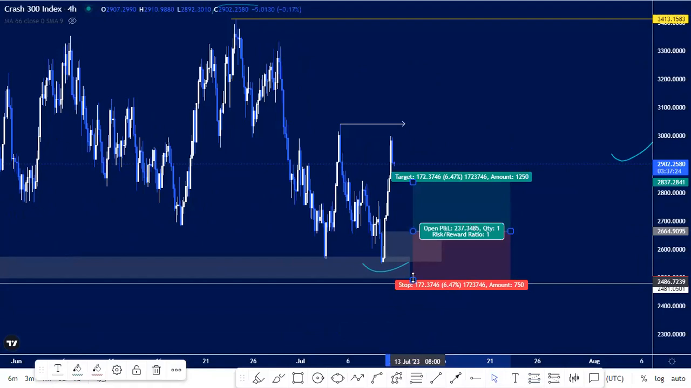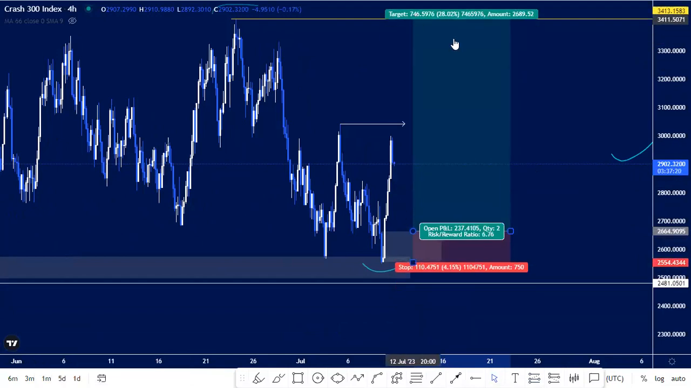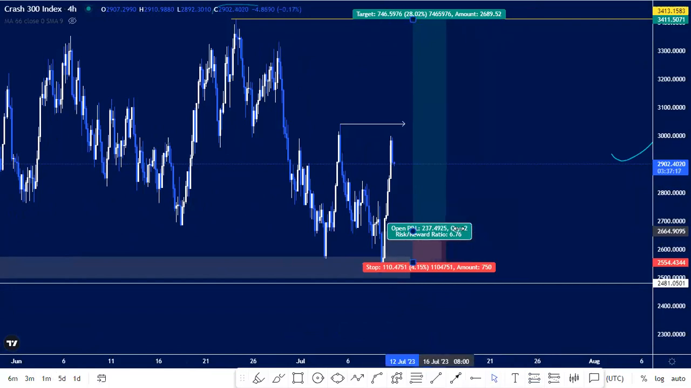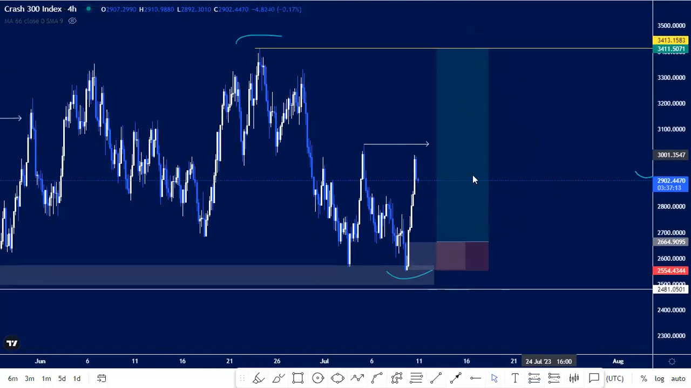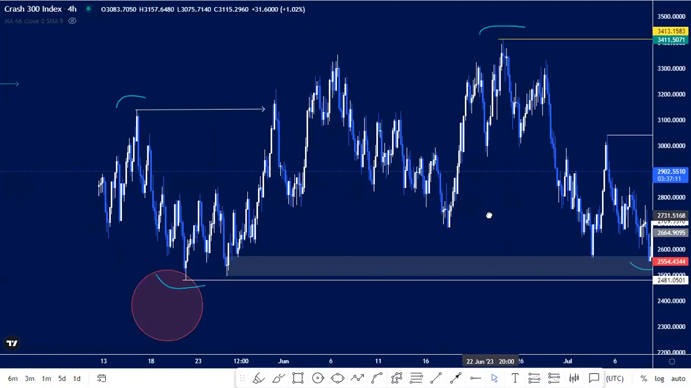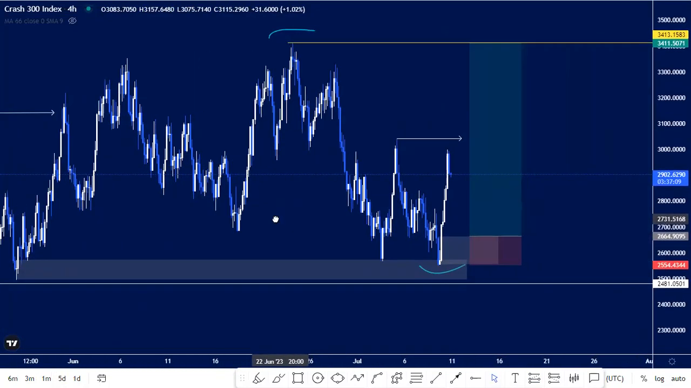Obviously, our entries, we take them on lower time frames, your 30-minute, your 15-minute, sometimes even your 1 hour. The purpose of entering there is just to minimize the stop loss. There is no other reason but just to minimize the stop loss.